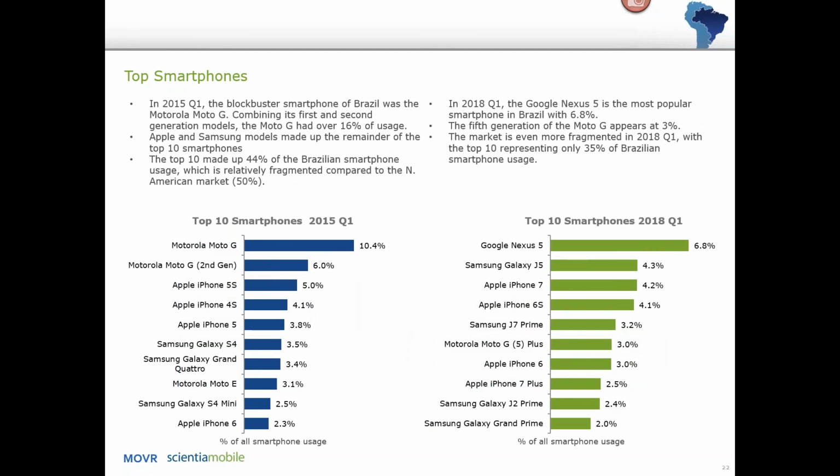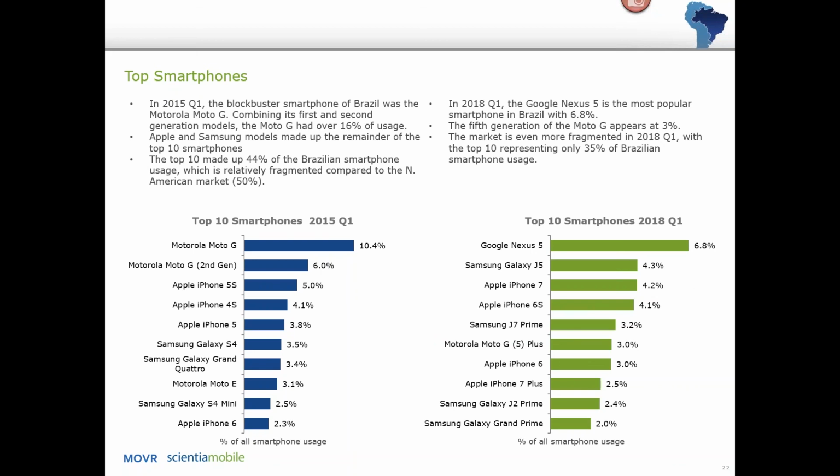So let's take a look at the top smartphones. In Brazil, back in 2015, as I had mentioned, the Moto G was the phone. It held 10.4% of the market. And at that point in the first quarter of 2015, the second generation Moto G was already out, and it was at 6%. It was followed in the top 10 by the Apple iPhones, the 5S, the 4S, and the 5, all kind of right after each other. And then a couple of Samsungs got into the act there, the S4 and the Galaxy Grand Quattro.